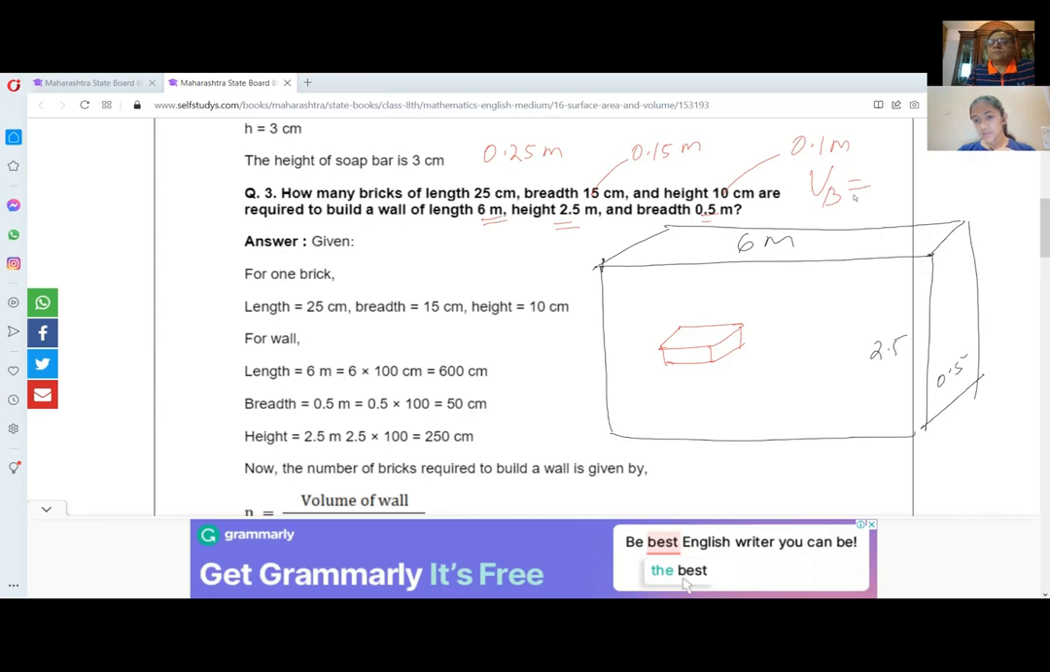375. 10 to the power of what? Okay, so a very important question for you here: 1 meter cube is equal to how many centimeter cube? Tell me.